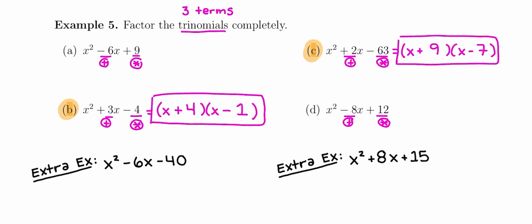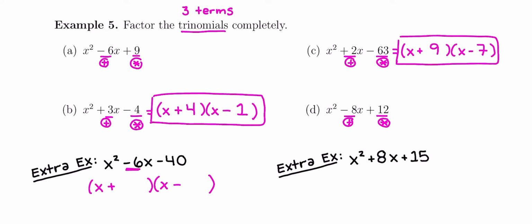Before we look at ones that end with a positive number, I've written in an extra example here that is the same type. Which one is the extra example that is the same type we just did? The x squared minus 6x minus 40, or the x squared plus 8x plus 15? It's got to be this extra example here, the one that ends with a negative number. Tells me I have a positive factor times a negative factor in order to multiply to be a negative number. I want factors of 40 that differ by 6.